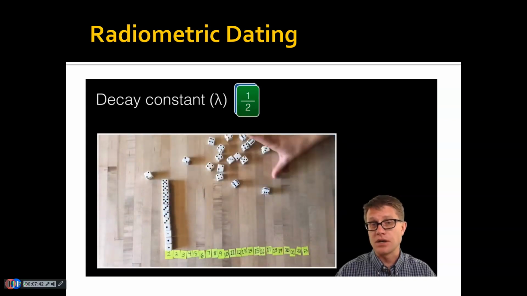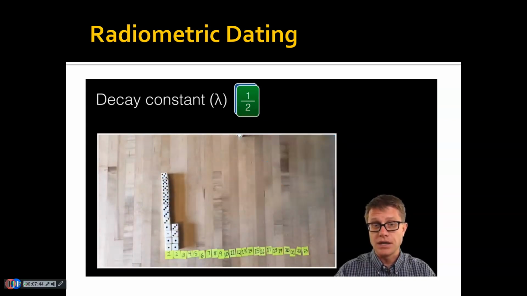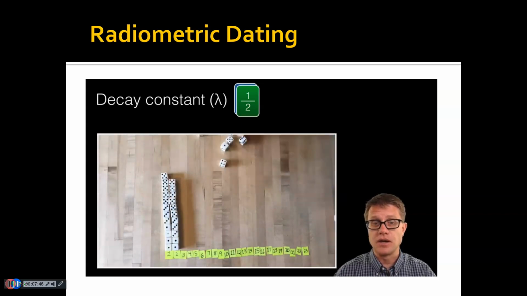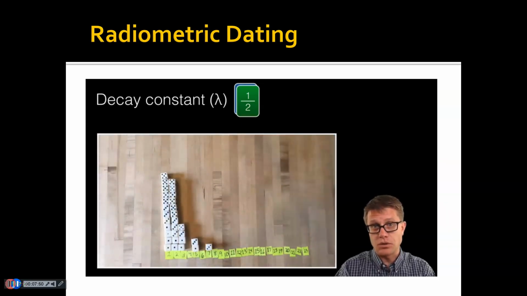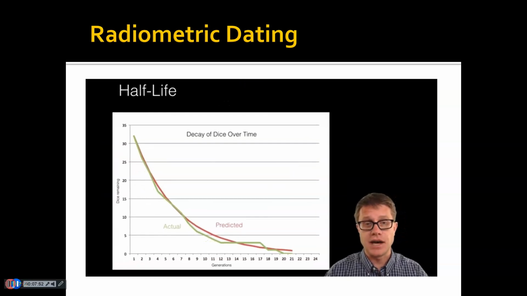So more of them are going to decay at each point, and so it's going to take less time for all of them to decay. In other words, our half-life has gotten much, much shorter. And so you should be able to calculate half-life. So how long would it be for half of them to decay? You can see it's going to be somewhere around 4 generations.